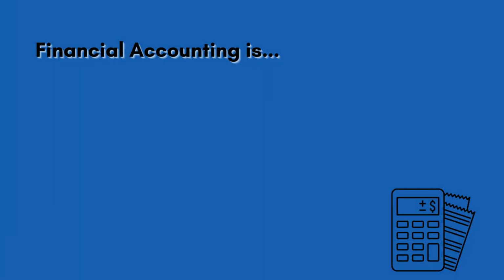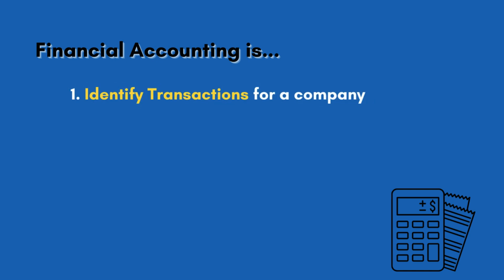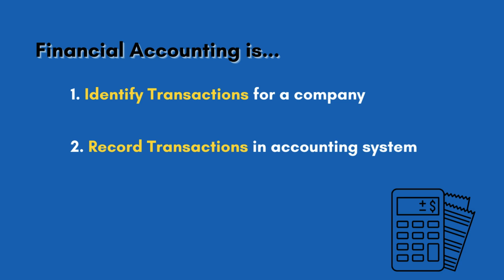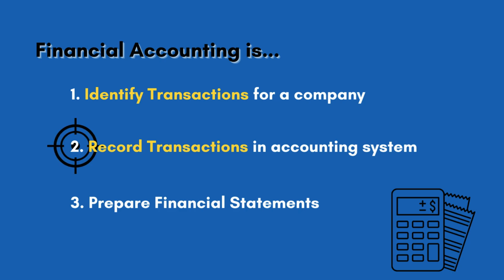Now, let's begin with a general description or definition of financial accounting. Financial accounting, in simple terms, is the process of identifying transactions for a company and recording them in accounting systems to prepare financial statements for a specific period. The key words here are record transactions and prepare financial statements.